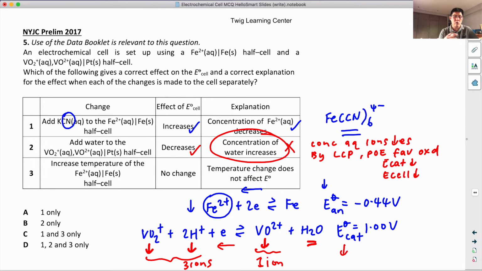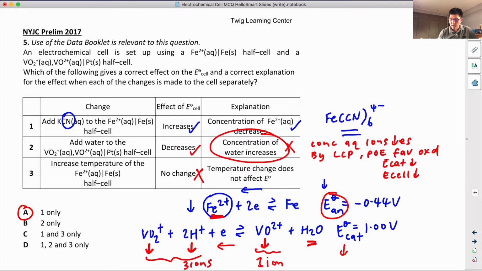It's like trying to break the metallic bonds, and you can get more aqueous ions. So increased temperature, in fact I believe it will favor the production of more Fe2+, and the E anode will definitely change. So when they say no change, this is actually wrong. The answer is actually A only.